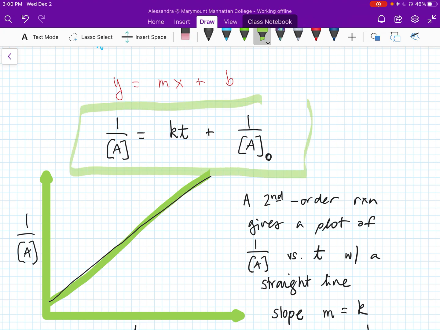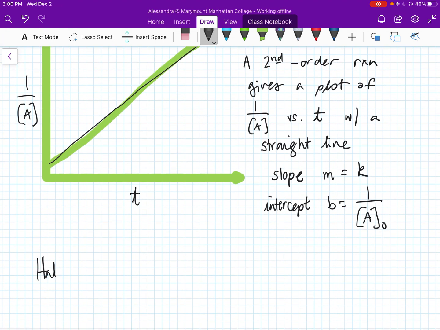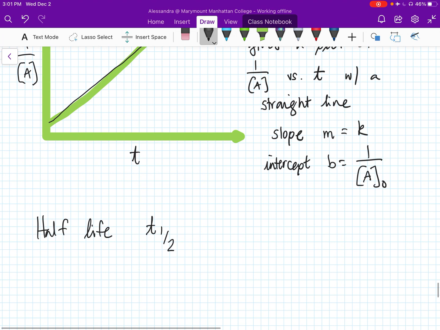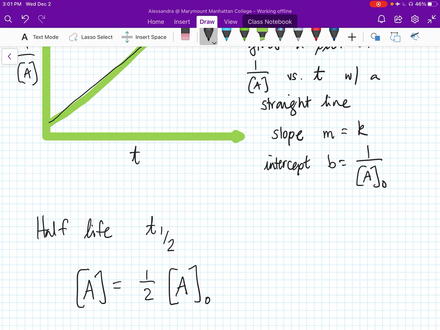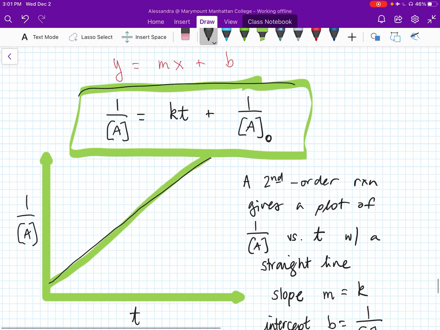Now, let's derive an expression for the half-life for a second order reaction. As you will recall, the half-life, which we can abbreviate as t sub 1/2, is the amount of time it takes for the concentration of the reactant to be cut in half. So when the concentration of A is equal to 1/2 of what it was at the beginning. Let's take this and plug it into the expression for the integrated rate law that we have up here.